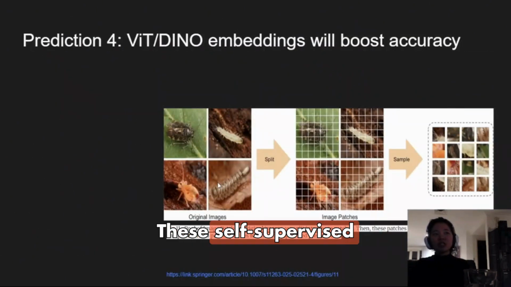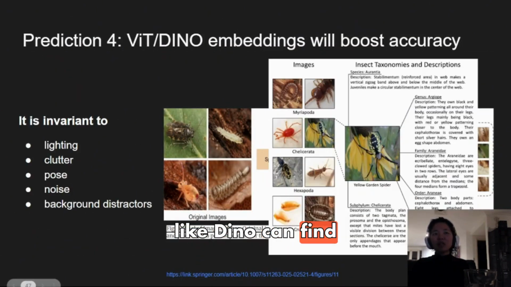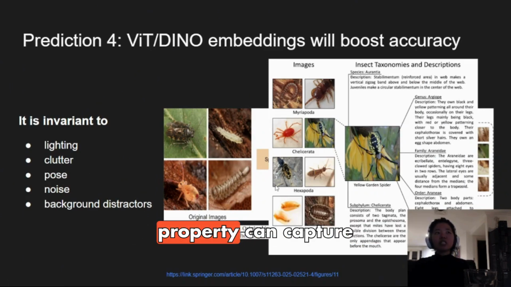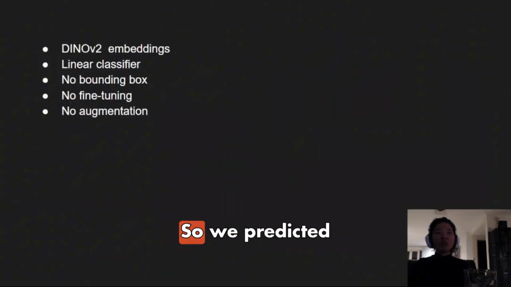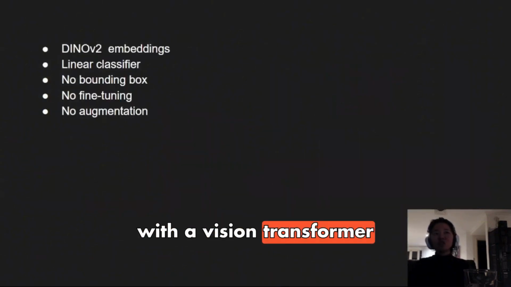Now comes the transformer part. These self-supervised models with vision transformer embeddings like DINO can find objects without bounding boxes. Its global self-attention property can capture subtle features like the fuzzy hair of a caterpillar or the smooth wet skin of a worm and enable overcoming clutter or poor lighting, etc. So we predicted that combining any classifier with a vision transformer will improve accuracy.